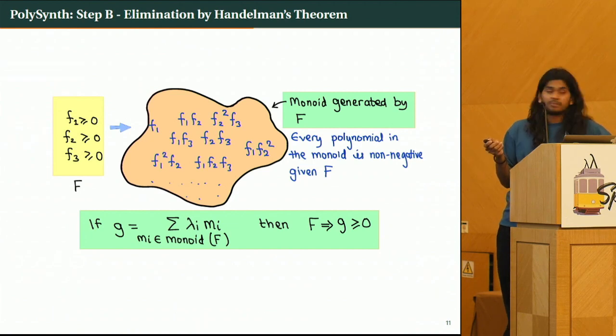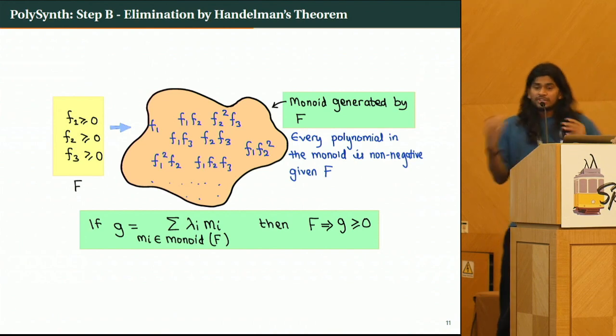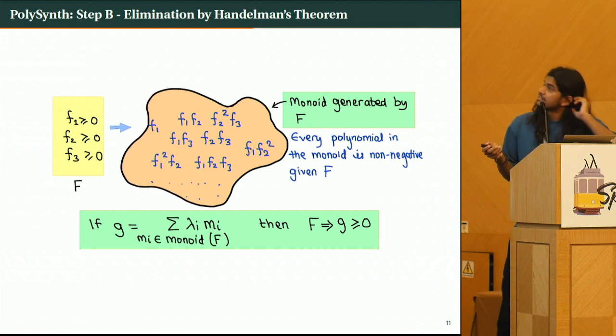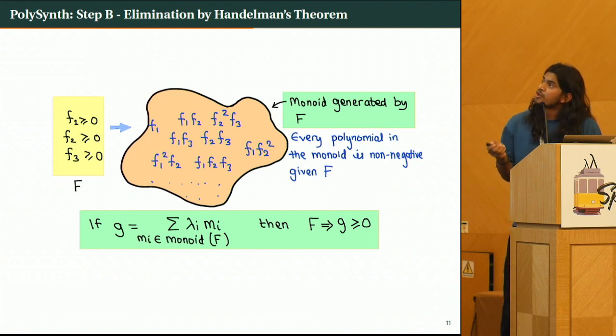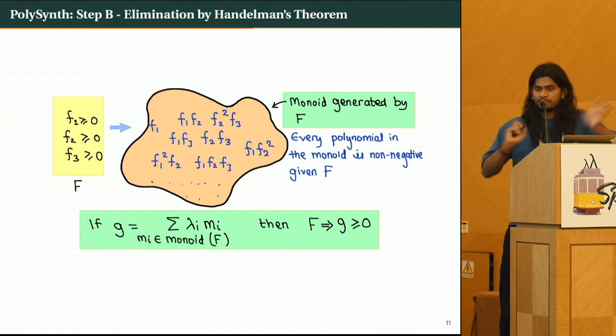Suppose I have some polynomials f1, f2, and f3, which are all non-negative. One intuition you will have is that every possible product of these things will also be non-negative. This is what we call the monoid generated by this set of polynomials. You take every possible multiplication up to a certain degree, and if I can find a positive combination of these elements from the monoid, any g which is a positive combination of them will also be non-negative. So f will imply that g is also non-negative. I mixed up non-negative and positive, but just read non-negative.